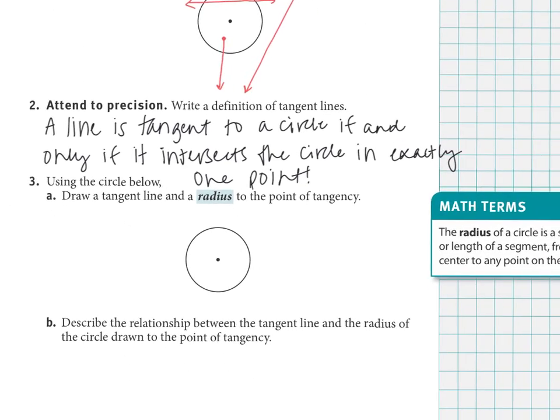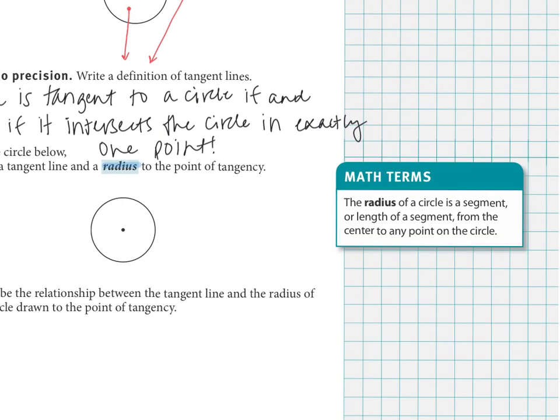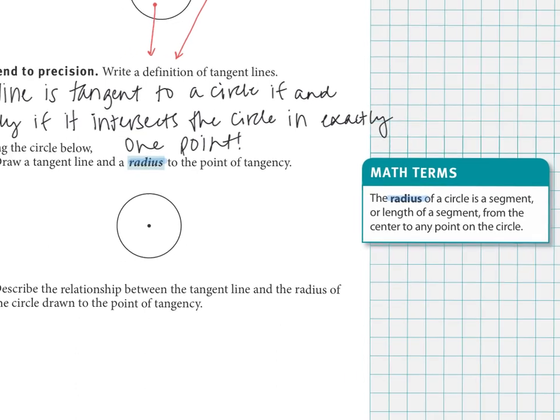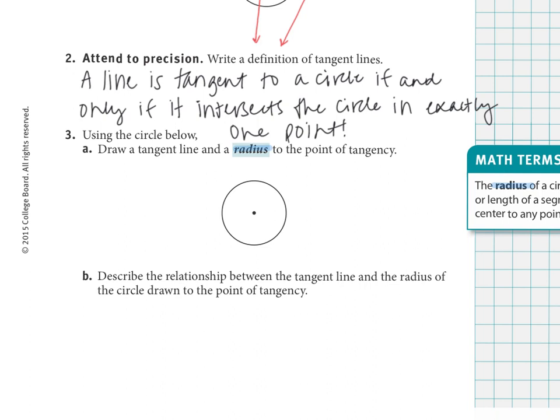It says, using the circle below, draw a tangent and a radius to the point of tangency. Well, we kind of have to go over what this actually means. So we're going to go over into the right side to remind ourselves of what a radius is. The radius of a circle is a segment or length of a segment from the center of the circle to any point on the circle. So going back to our visual here, we could draw a radius going from the center to any point on the circle. We can draw that anywhere throughout this circle. And it goes along with that definition of a circle, how all of these are an infinite set of points that are the same distance from our center.